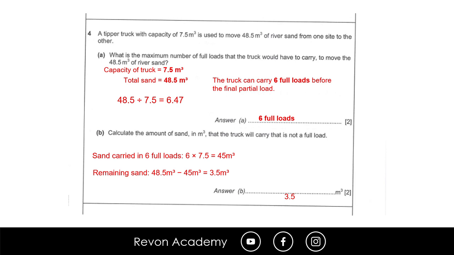Another way you can do it is to basically take that partial load, that 0.47, and then multiply it by the capacity of the truck, then you will get the 3.5.